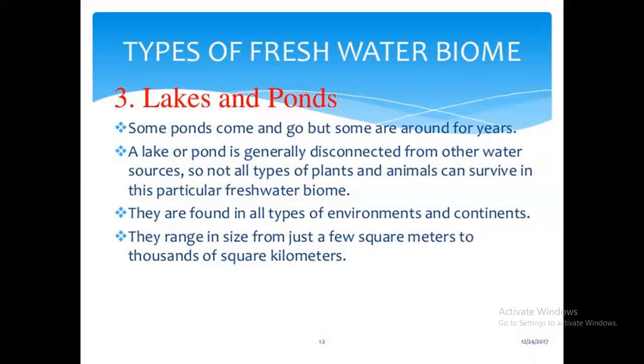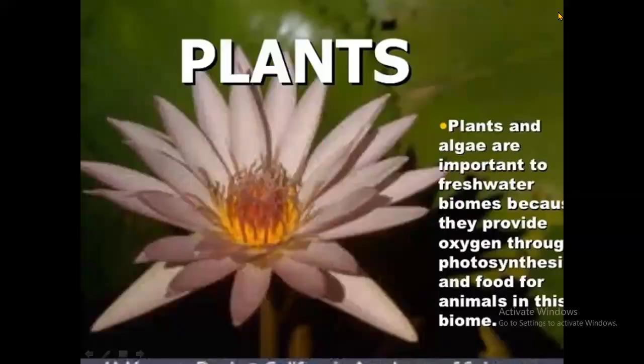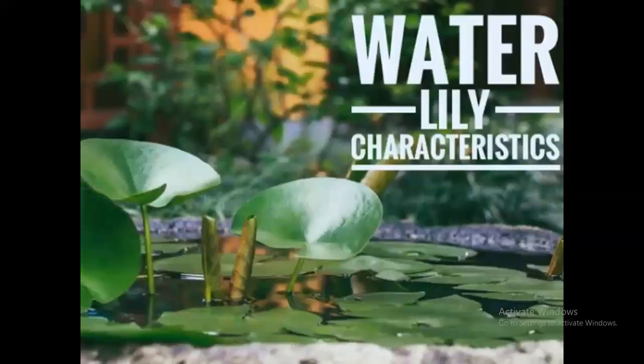Now we'll discuss the plants which are present in freshwater biome. Plants in freshwater biome provide oxygen through photosynthesis and food for animals in this biome. The first plant is water lily. Most species of water lilies have rounded, variously notched, waxy coated leaves on long stalks that contain many air spaces and float in freshwater habitats. The stalks arise from thick, fleshy, creeping underwater stems that are buried in the mud.